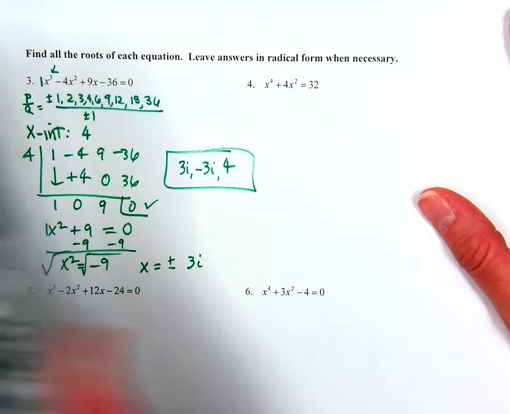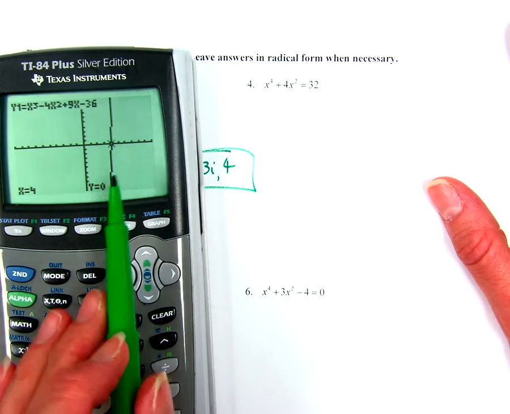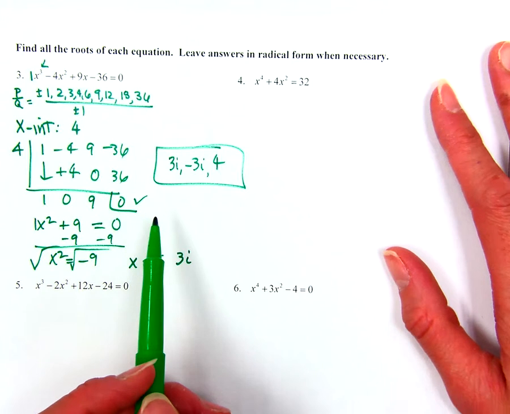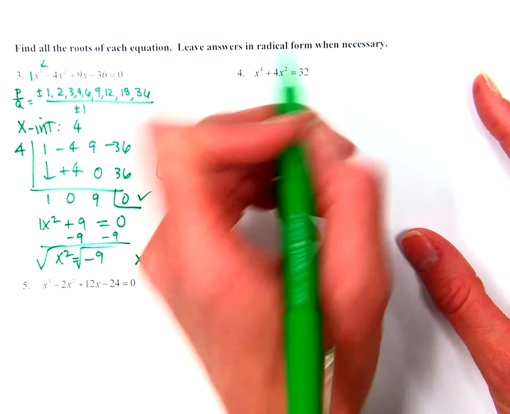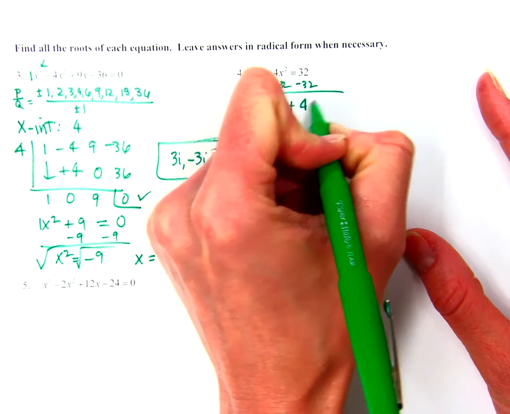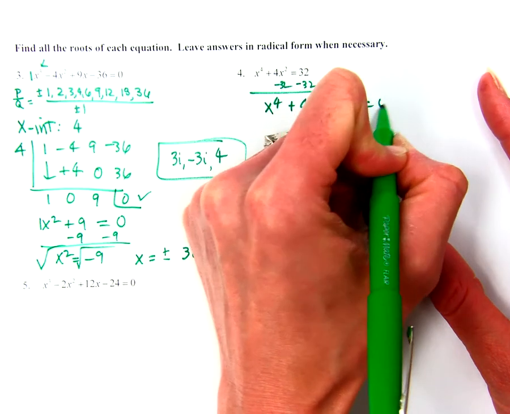All right, so if you notice, you can't see the whole graph, but there's one real solution and there's two imaginary solutions. So that might be another thing that was different from yesterday. All right, with number 4, you have to first subtract 32. So we have x to the 4th plus 4x squared minus 32 equals 0.